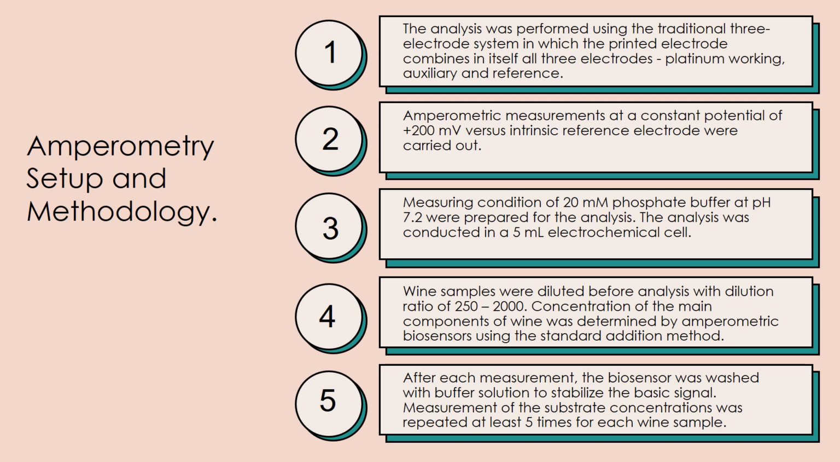The wine samples were diluted before the analysis with a dilution factor of 250 to 2000. The concentration of the main components of wine was determined by amperometric biosensors using the standard addition method. Next, after each measurement, the biosensor was washed with buffer solution to stabilize the basic signal. The measurement of the substrate concentrations was repeated at least 5 times for each wine sample.